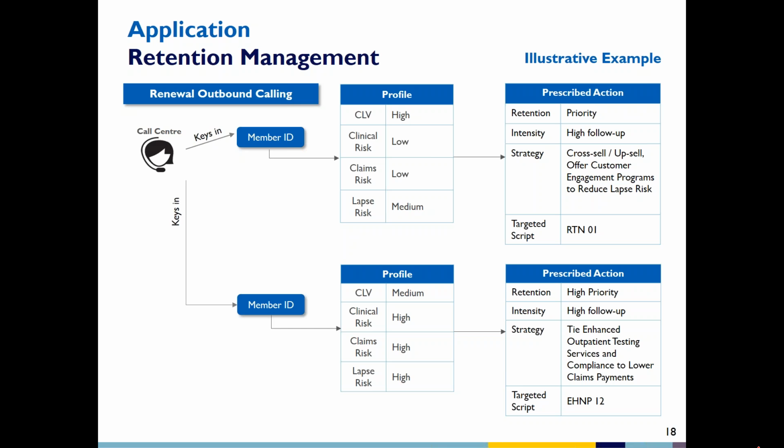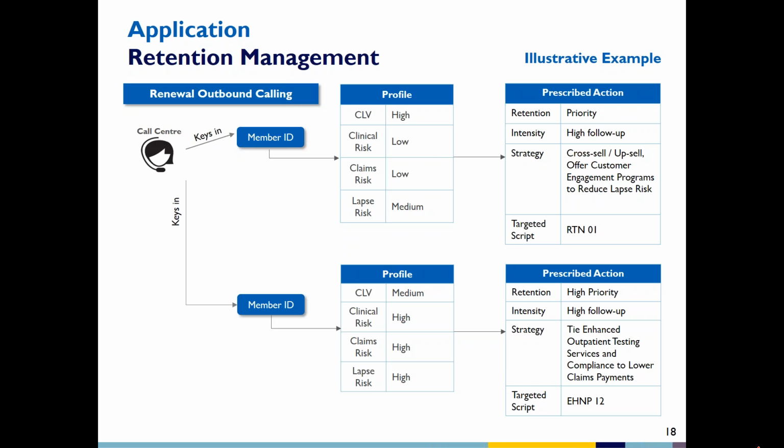Well, they still are high priority for us. The intensity of follow-up is still high. But at this point in time, our interest has to shift, and the strategy has to shift to recognize that they have a propensity for high claims. So what do we need to do?